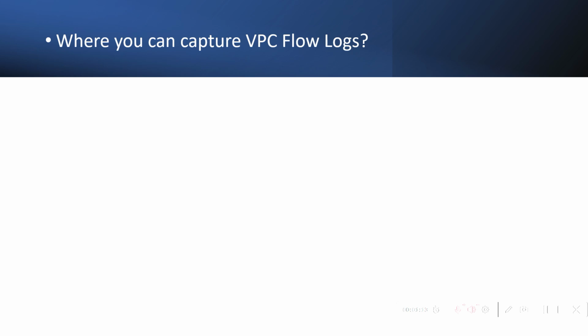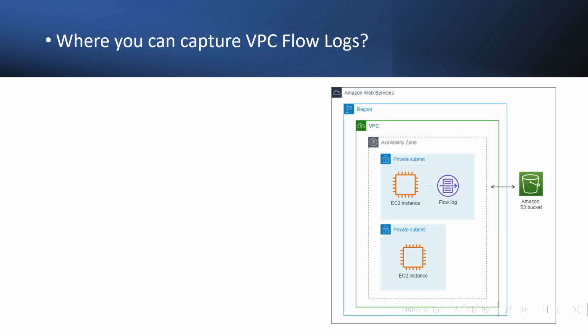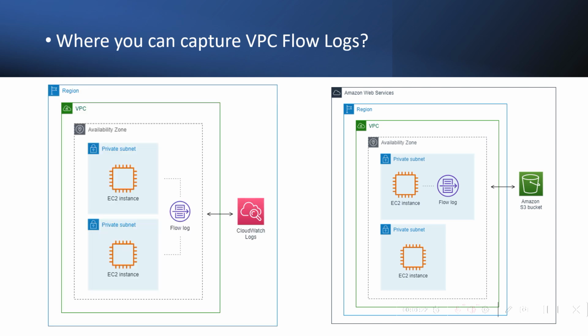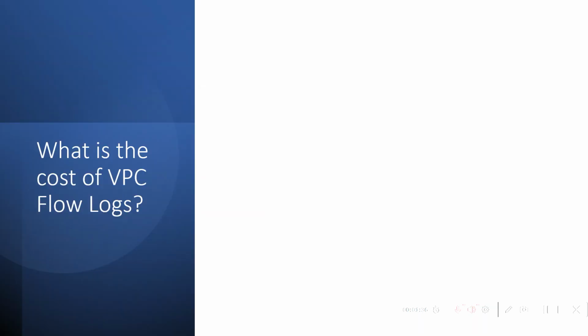Where can you capture the VPC flow logs? You can capture the VPC flow logs in the Amazon S3 bucket, in CloudWatch Logs, or in Kinesis Data Firehose.